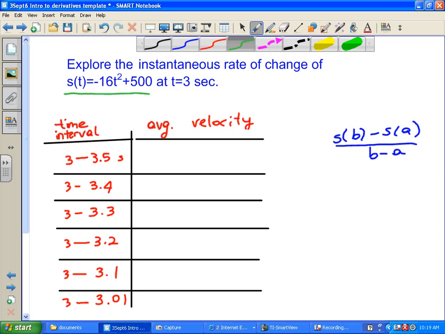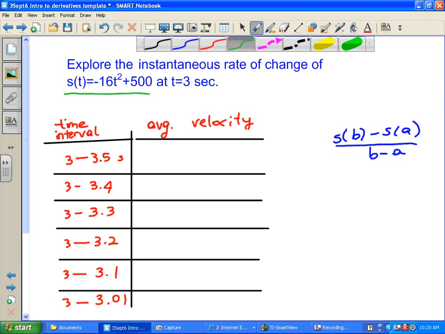And to save time, I'm going to split the class into groups. Let's say this first row, would you please work on the first case, between 3 and 3.5 seconds. The second row, would you please work on 3 and 3.4 seconds. Next one, 3 and 3.3, 3 and 3.2, 3 and 3.1. And the last one, would you please work on 3 and 3.01.